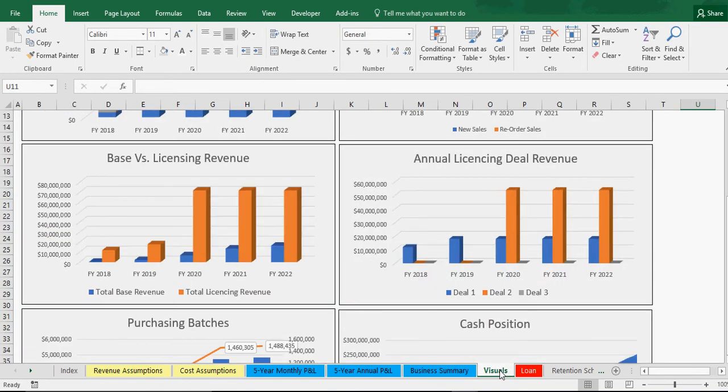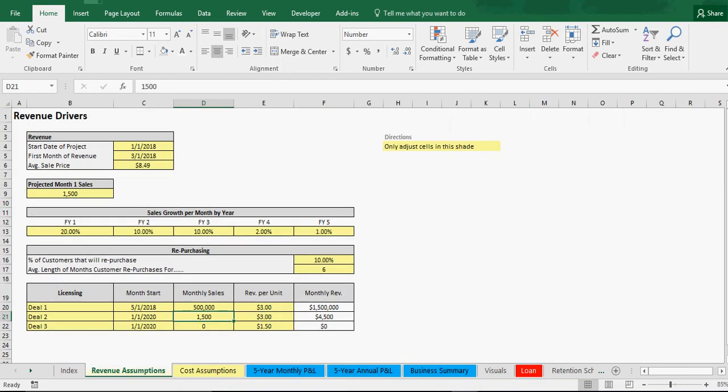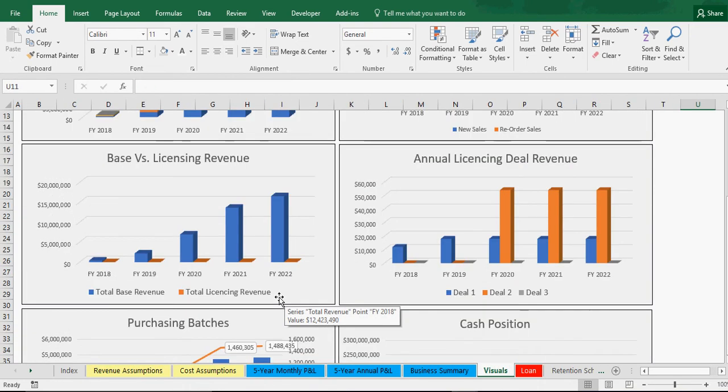well, then our licensing revenue is a bit higher. Let's undo that, compared to what we built for our initial revenue. Okay. Annual licensing deal revenue.